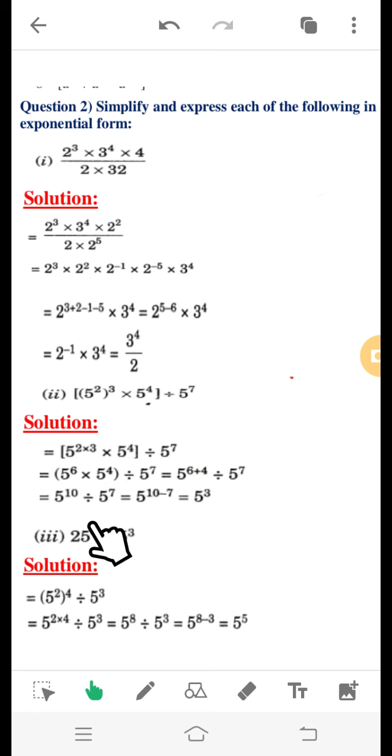5 raised to 10 divide 5 raised to 7. Now do the subtraction of both the powers. 5 raised to 10 minus 7. So it's 5 raised to 3.